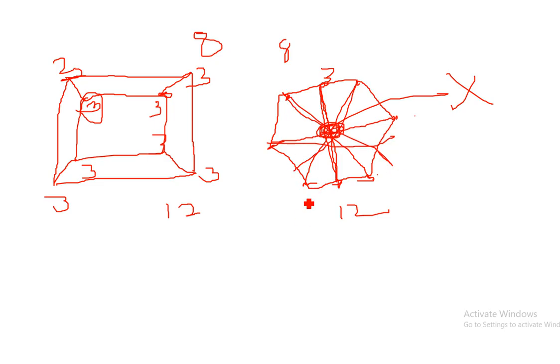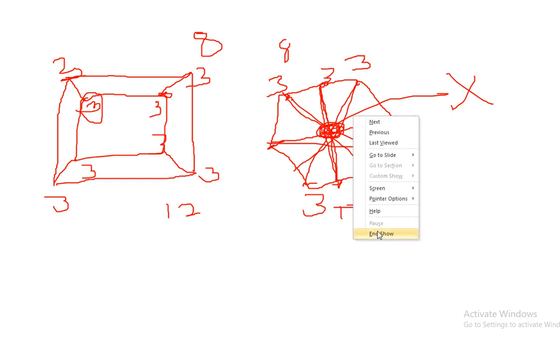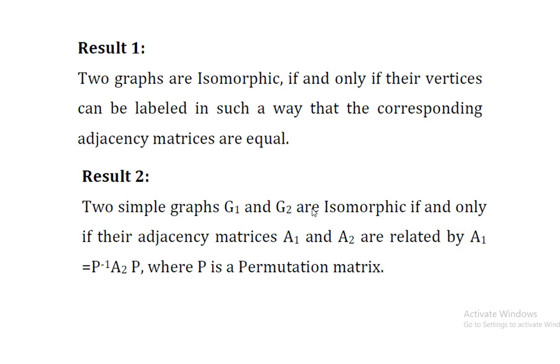So all the edges are the same and all the vertices have degree 3, adjacent with degree 3 only. So it is also isomorphic. Don't say it is not isomorphic. It is absolutely an isomorphic graph, right?